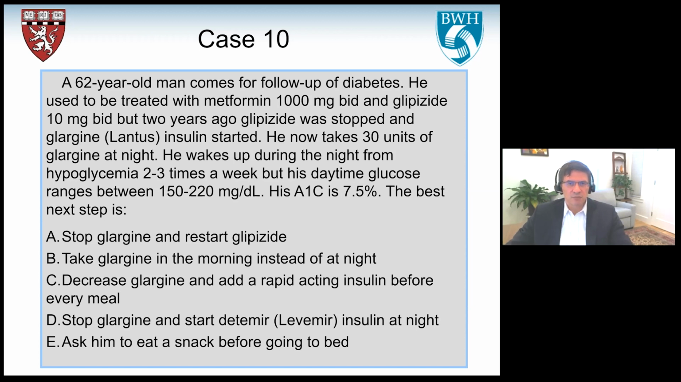His A1C is 7.5%. The best next step is A, stop glargine and restart glipizide. B, take glargine in the morning instead of at night. C, decrease glargine and add a rapidly acting insulin before every meal. D, stop glargine and start detemir, or Levemir, insulin at night. Or E, ask him to eat a snack before going to bed. The right answer is C, decrease glargine and add a rapidly acting insulin before every meal.